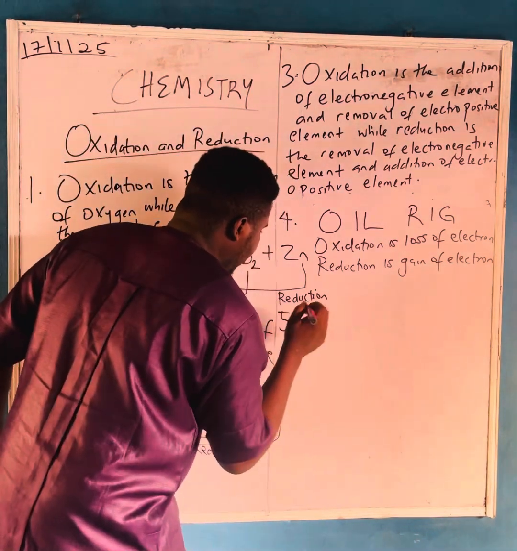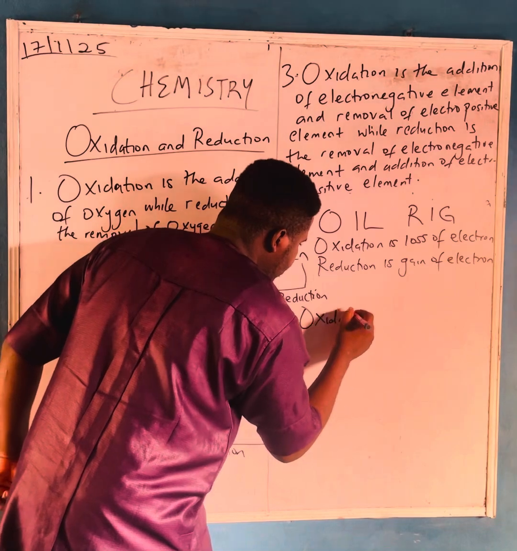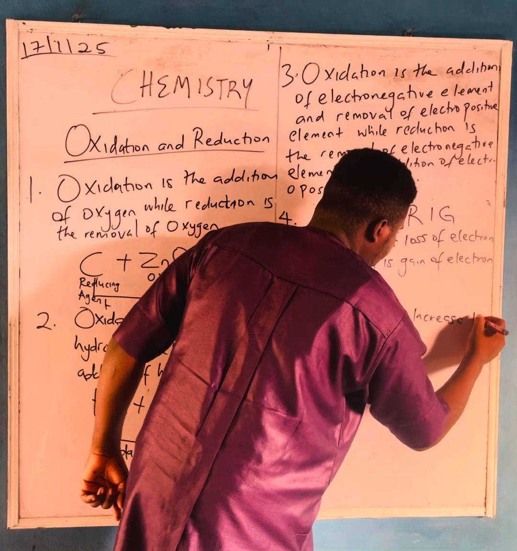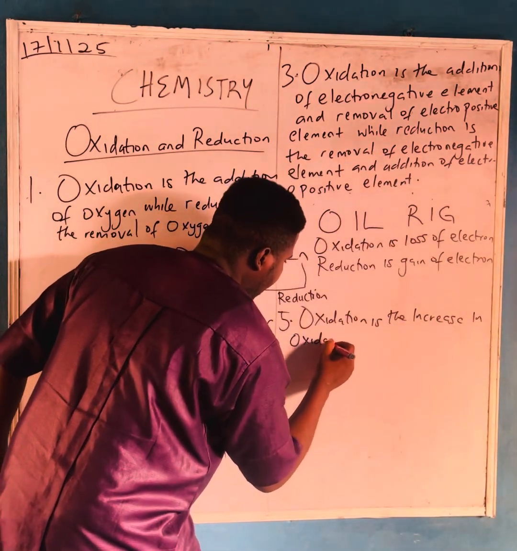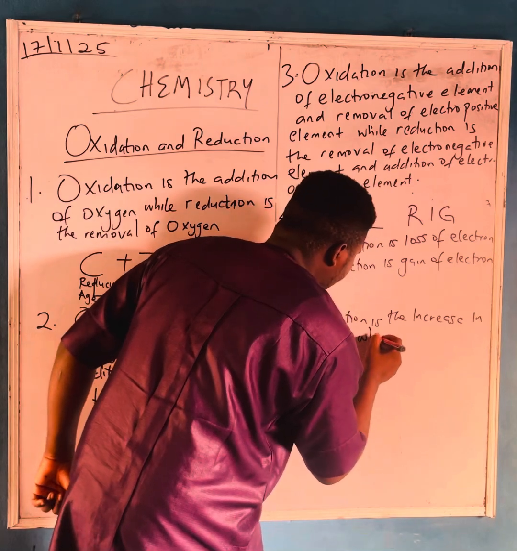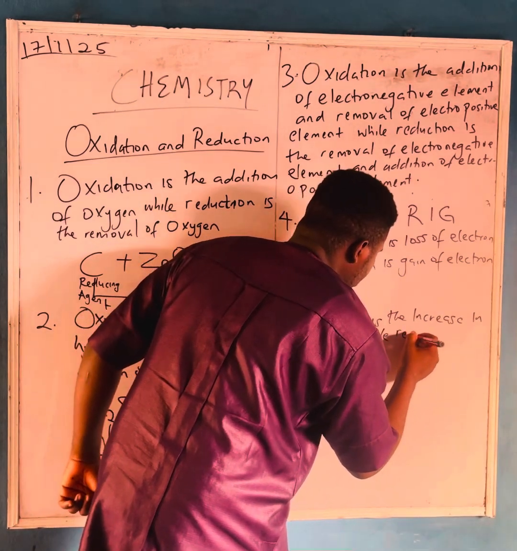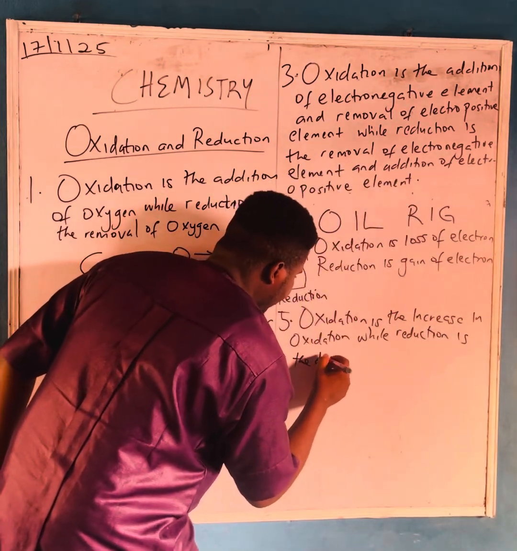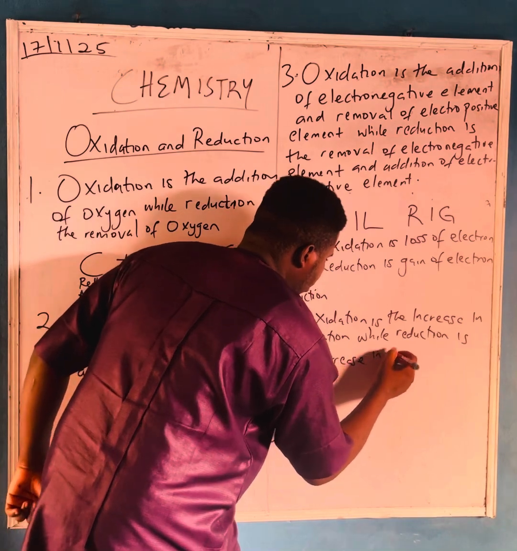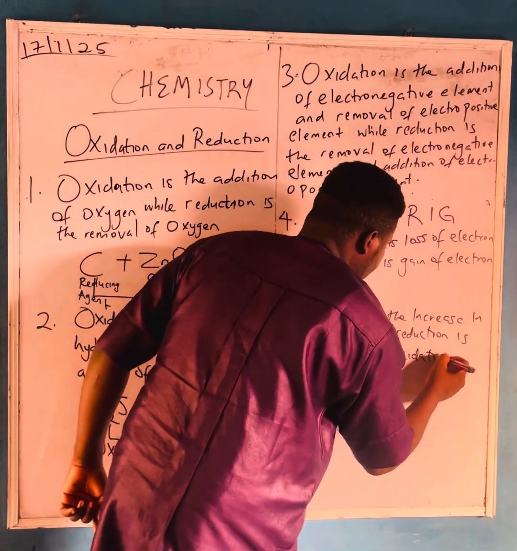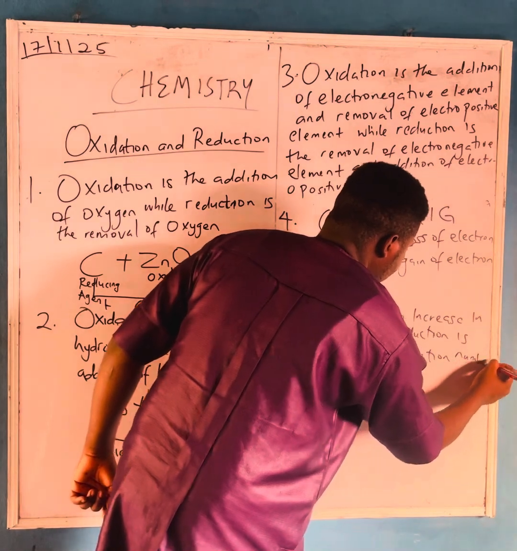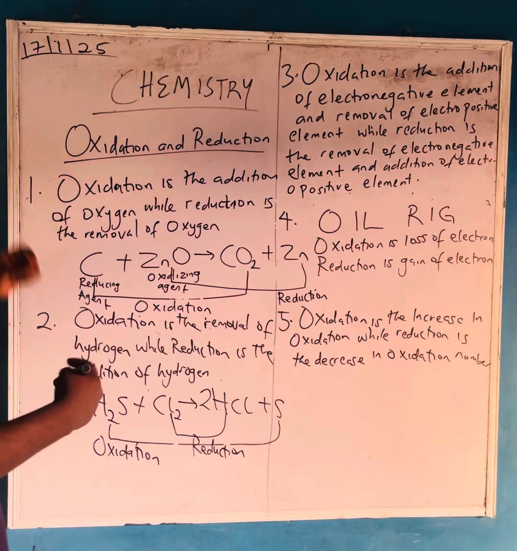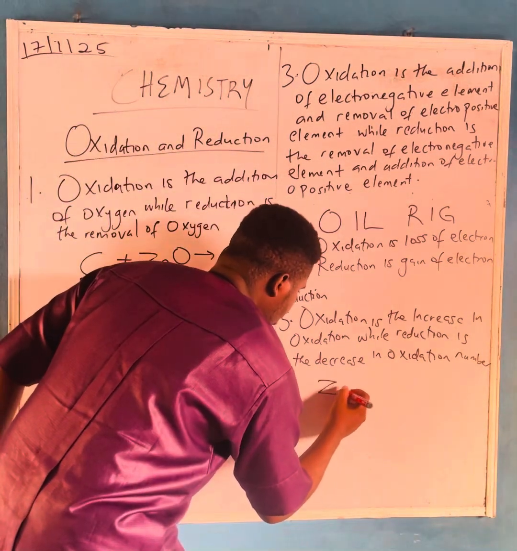Then the fifth one. Oxidation is the increase in oxidation number, while reduction is the decrease in oxidation number. So oxidation is the increase in oxidation number, and reduction is the decrease, assuming that we have something like this.